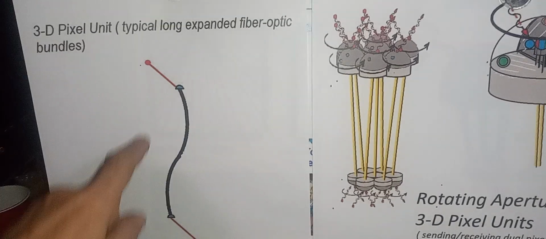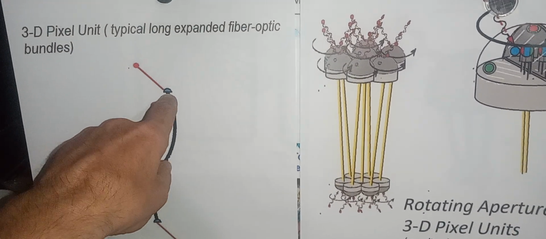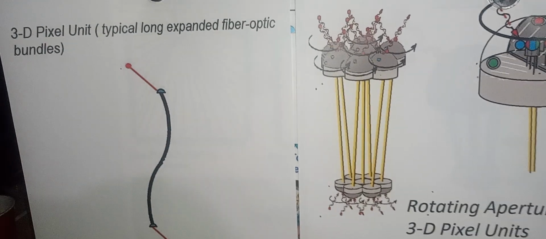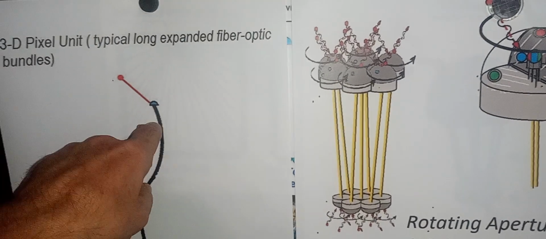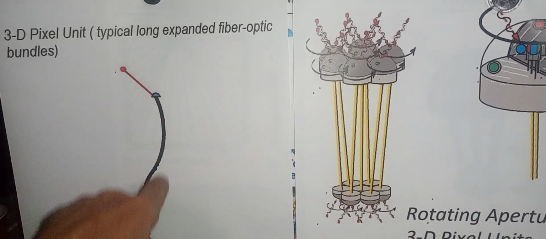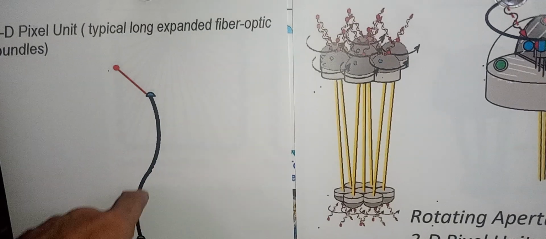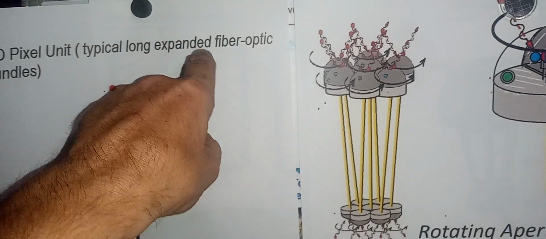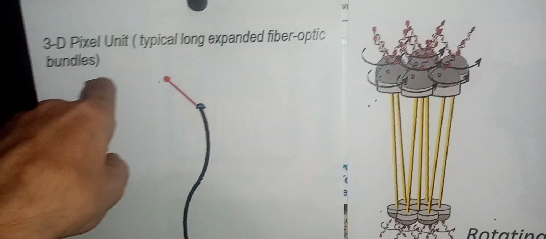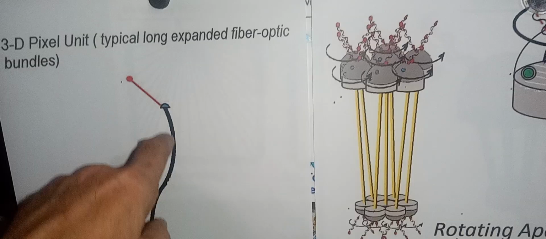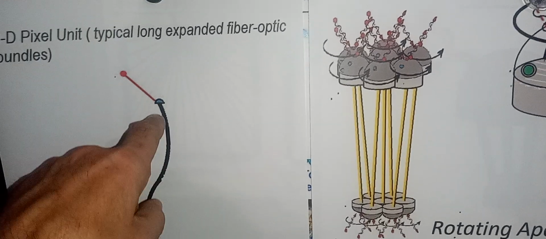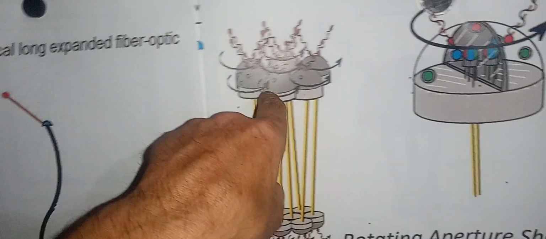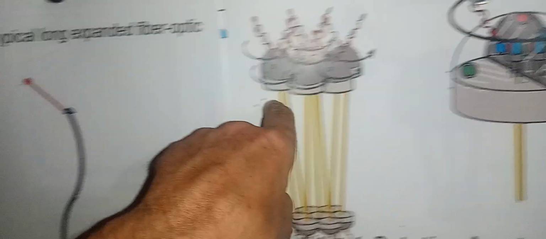Okay, this is how I imagine an element that goes into building an artificial interface. Since it's an intersection, it requires a gap in between to conceal an object. This is a 3D pixel unit, typical long expanded fiber optic bundles. It doesn't have to be fiber optic; it could be wire, but I think fiber optic would be the choice. And this is the top of the 3D pixel right here, or a group of them.